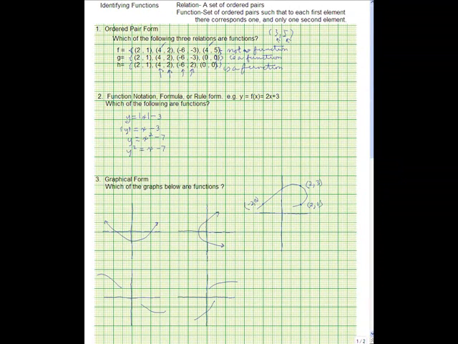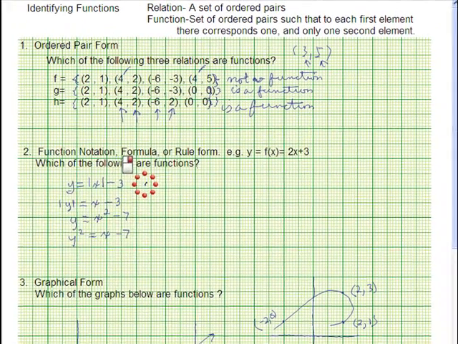Here I've got 4 functions written in their formula form, and the question is, are any of these functions? Well, they're functions if when you pick an x, you know for sure what y is going to be. So let's take a look at the first one. Suppose I pick x is equal to 5.